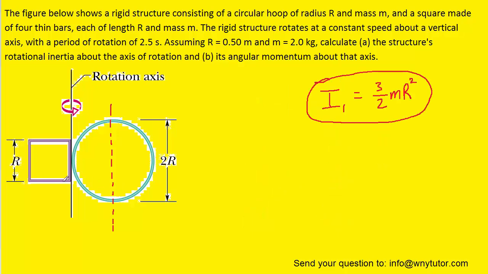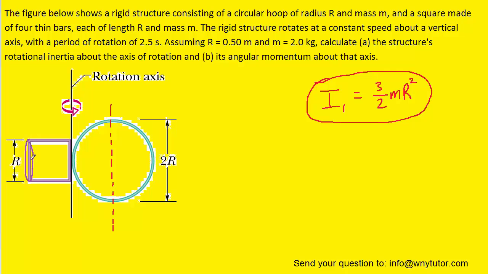We can next take a look at the square, which of course is made up of 4 thin bars. This thin bar right here will turn out to have no rotational inertia because it is situated directly on the rotation axis, and any object that's directly on the rotation axis will have 0 rotational inertia.